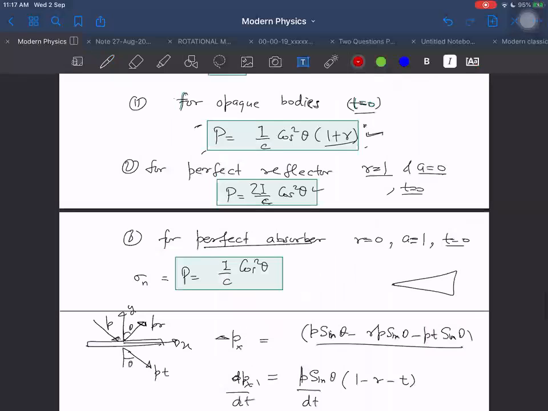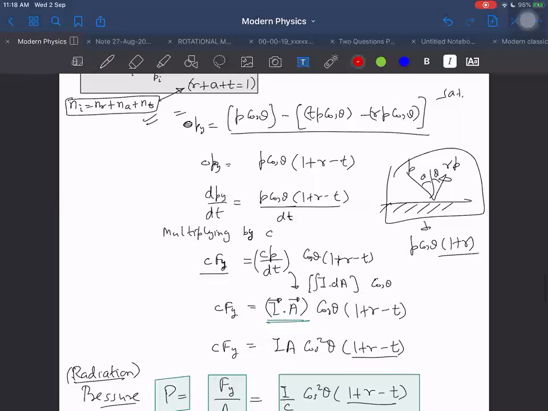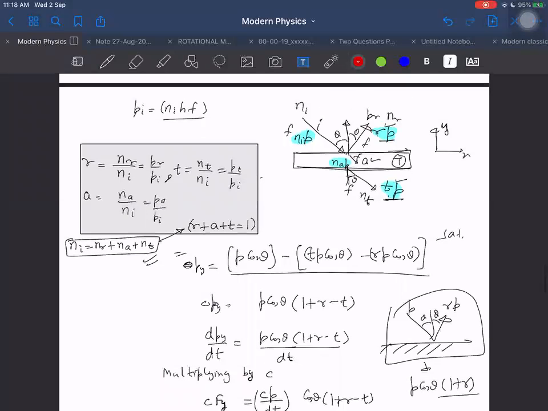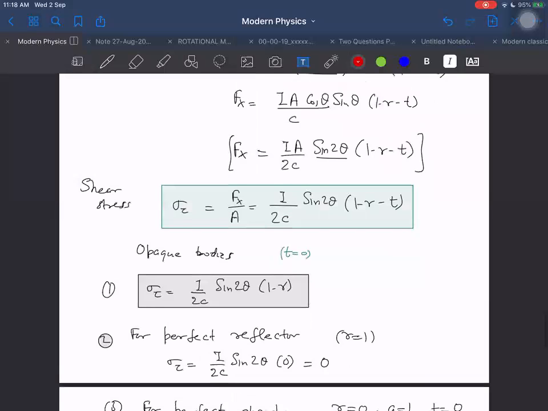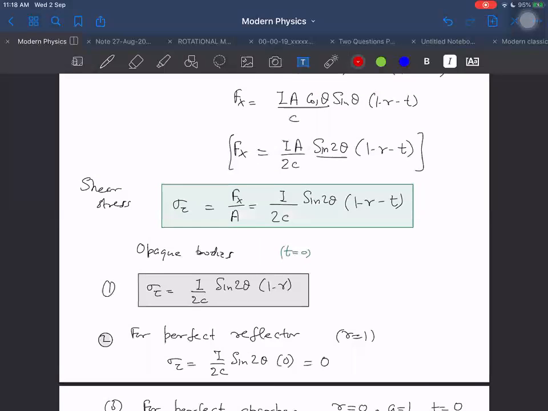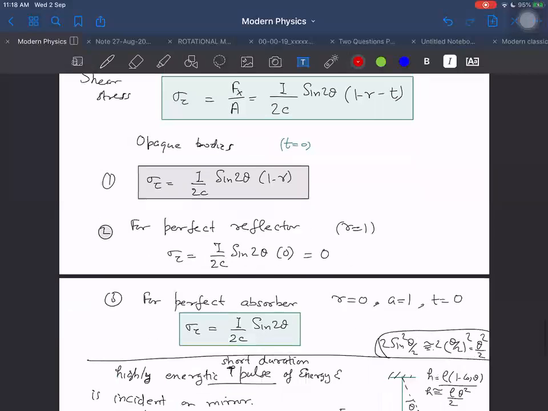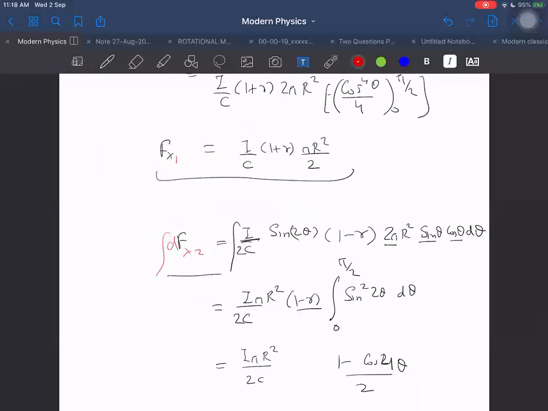For this one, the formula was for the tangential component. I think at that time I wrote y, but I should have written normal and tangential: y for normal and x for tangential. Let us see where the tangential one is. This is tangential: I by 2c into sine 2 theta into 1 minus r. You said right only. So this was correct.